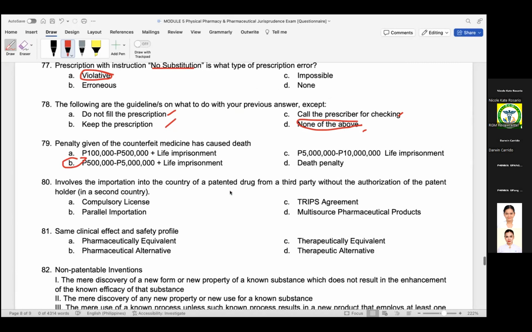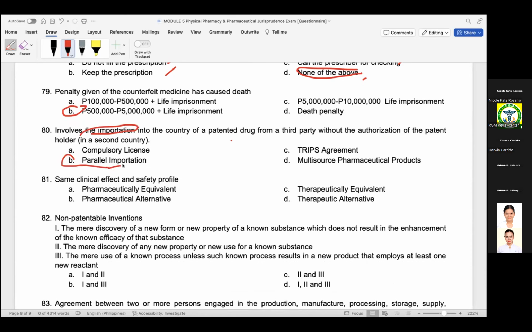Number 80. This involves the importation in the country of a patented drug from a third party without authorization of the patent holder. Importation, sabi rito. So therefore, wag na mag-isip ng iba. It's parallel importation. Pag naman copy or manufacturing, compulsory license. Pero kapag importation lang naman, it's parallel importation.